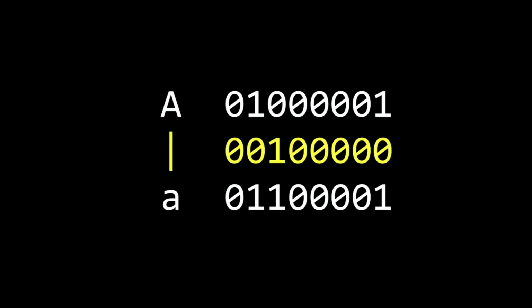And then I introduce a new operator known as a bitwise operator. Bitwise in the sense that it operates on individual bits, not on an entire byte or 4 bytes all at once. So this vertical bar there in yellow suggests that what if we take the representation of capital A and bitwise OR it with the yellow sequence of bits?